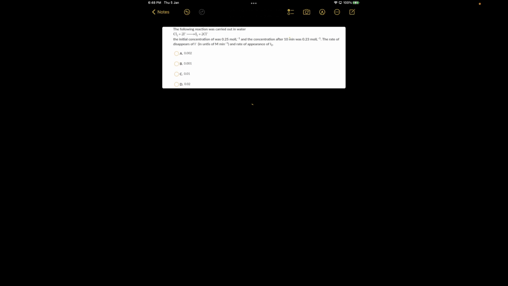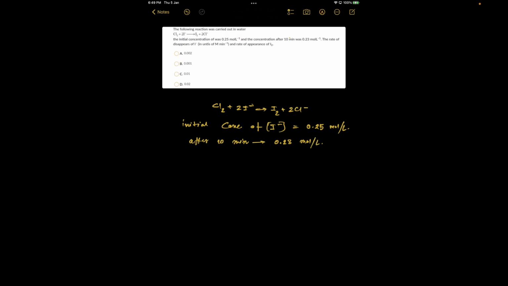So the following reaction was carried out in water: Cl2 plus 2I minus gives I2 plus 2Cl minus. The initial concentration of I minus was 0.25 mole per liter, and the concentration after 10 minutes was 0.23 mole per liter. Find the rate of disappearance of I minus and the rate of appearance of I2.